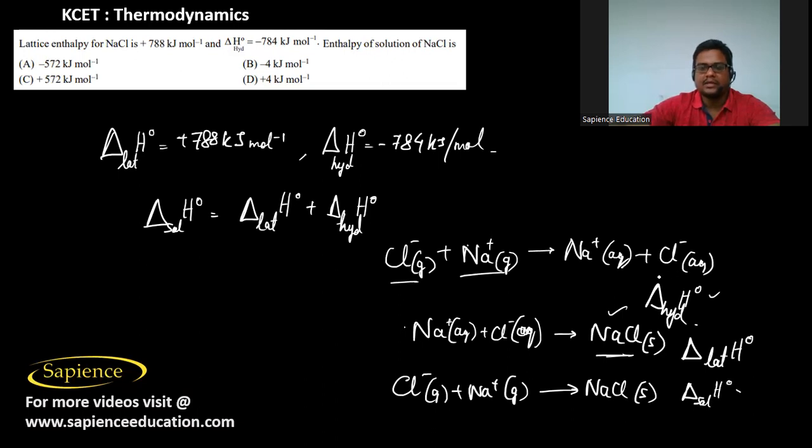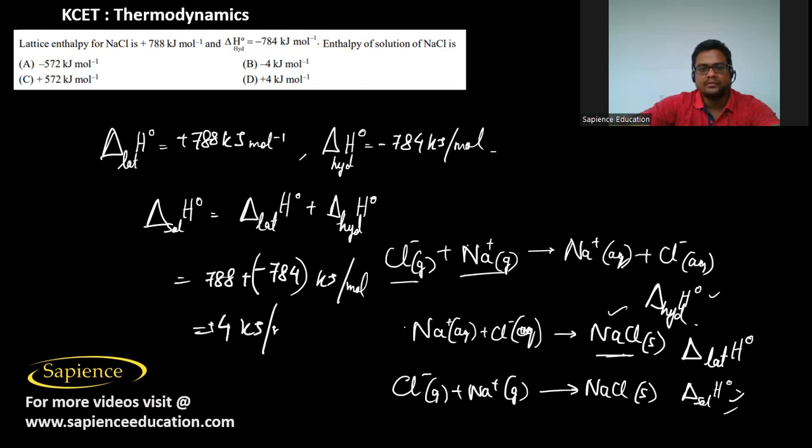So if we add these two, hydration enthalpy and lattice enthalpy, then we will get solution enthalpy. So solution enthalpy for NaCl will be equal to 788 plus of minus 784 kilojoule per mole, which is equal to plus 4 kilojoule per mole. So option D is the correct answer.